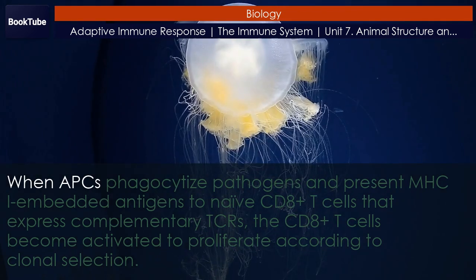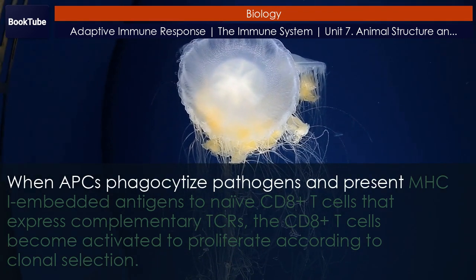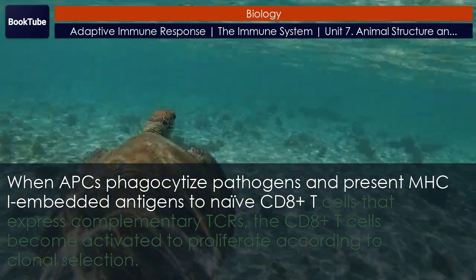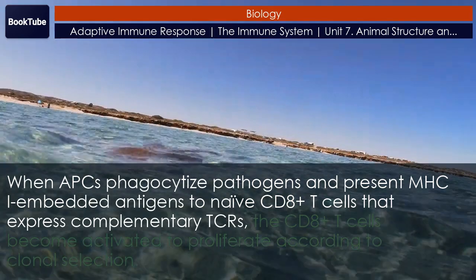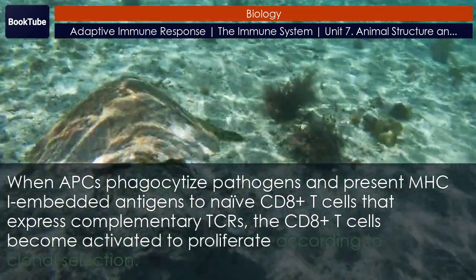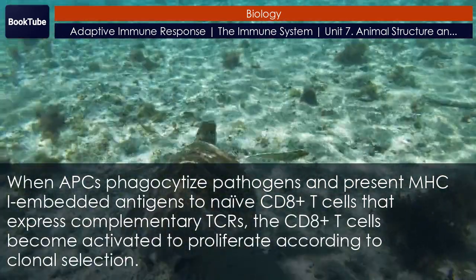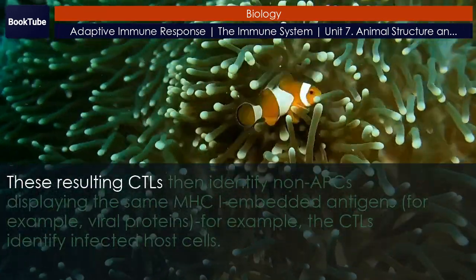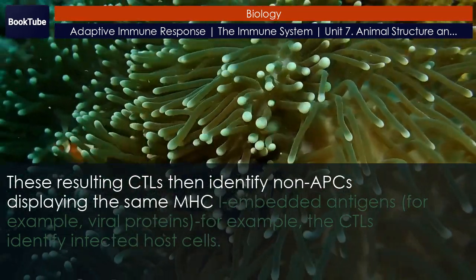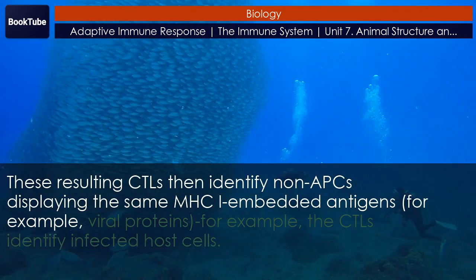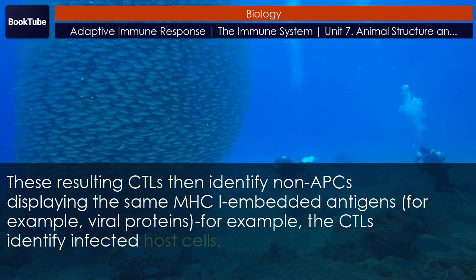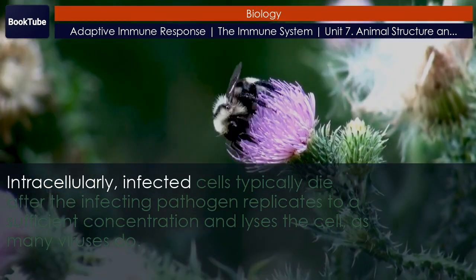When APCs phagocytize pathogens and present MHCI-embedded antigens to naive CD8+ T cells that express complementary TCRs, the CD8+ T cells become activated to proliferate according to clonal selection. These resulting CTLs then identify non-APCs displaying the same MHCI-embedded antigens, for example, viral proteins. For example, the CTLs identify infected host cells intracellularly.